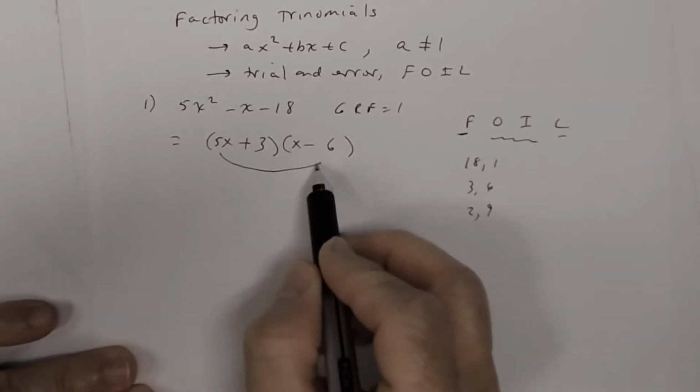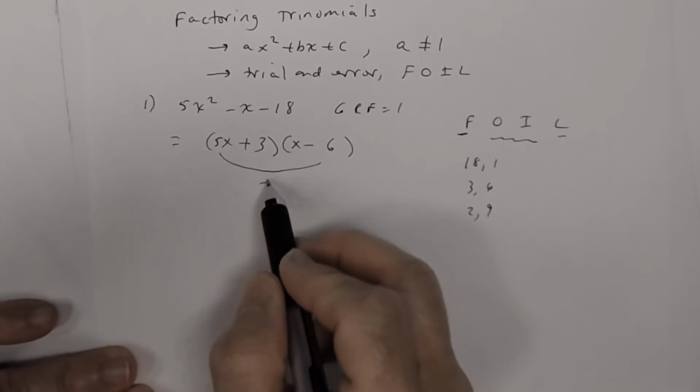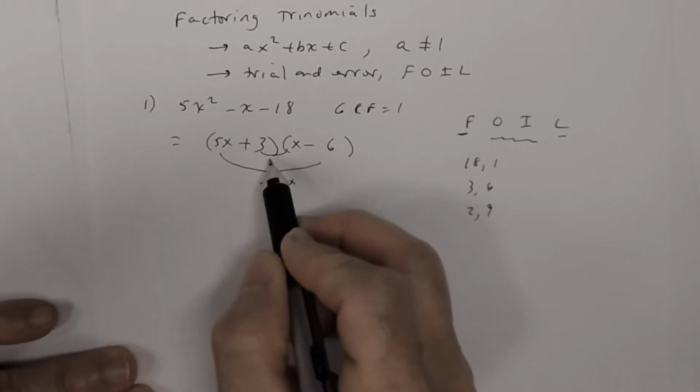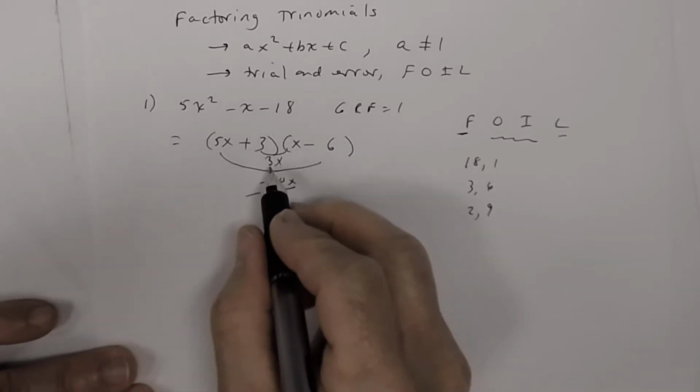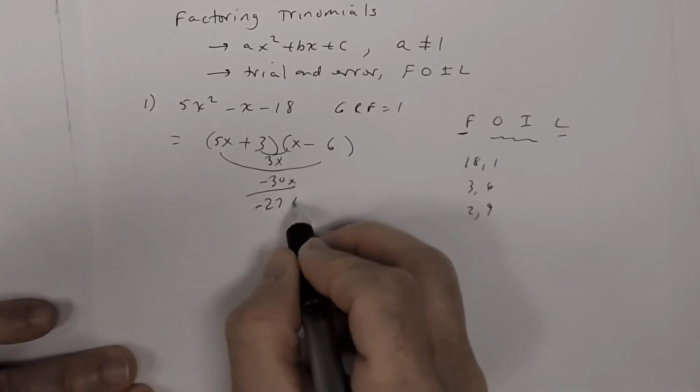What's the outer? 5x times negative 6 is negative 30x. What's the inner? 3x. Will I ever get a negative x? No, because 3x to the negative 30x to the negative 27x.